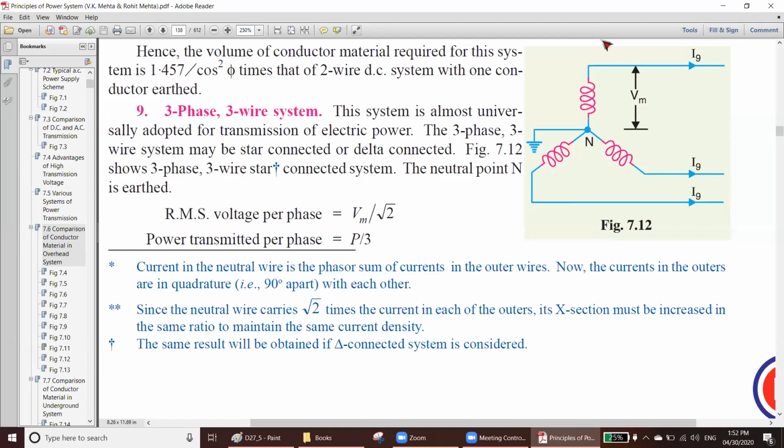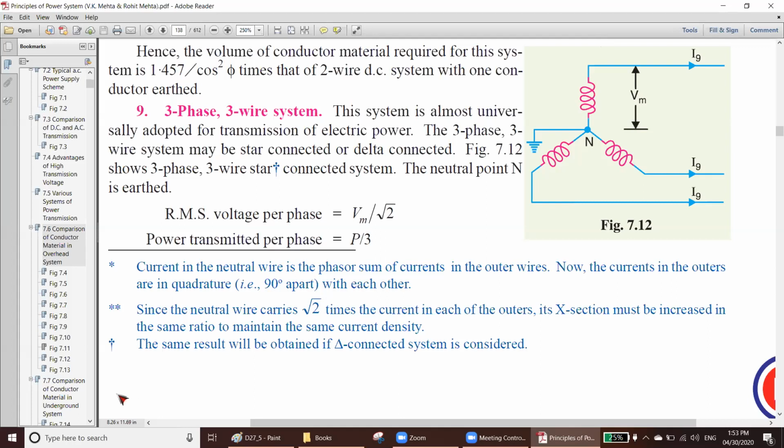Now the RMS value per phase. Remember, this is very important. The RMS value per phase will be Vm divided by √2. The power transmitted per phase is equal to P divided by 3, because the assumption was the whole transmitted power should be equal to P. So here you have 3 phase, so power should be P divided by 3 per phase. In 3 phase the power is P, in 1 phase the power is P divided by 3.